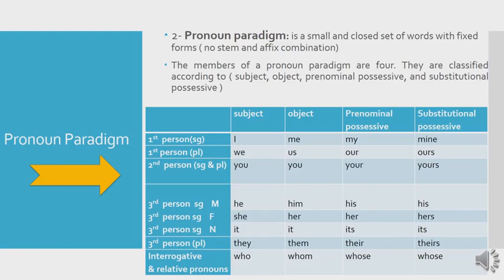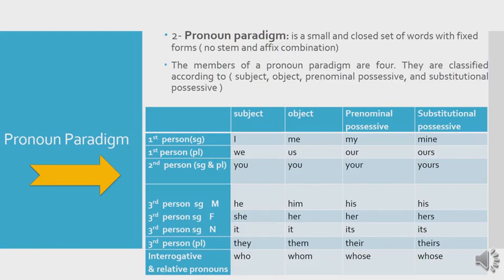The pronoun paradigm for the third person singular neutral is as follows. It in the subject position, it in the object position, its in the pronominal possessive, and its in the substitutional possessive. So for the third person singular, we have third person singular masculine, third person singular feminine, and third person singular neutral.